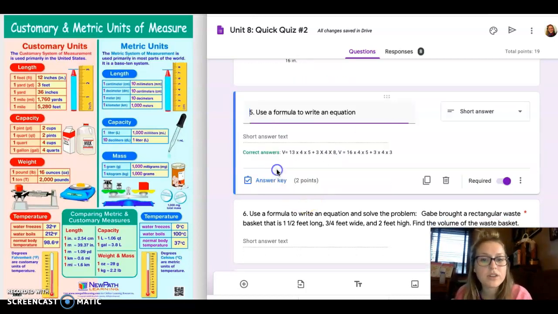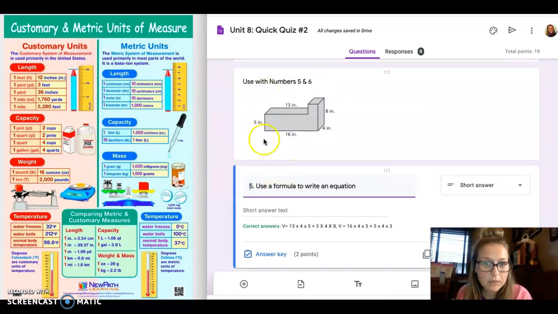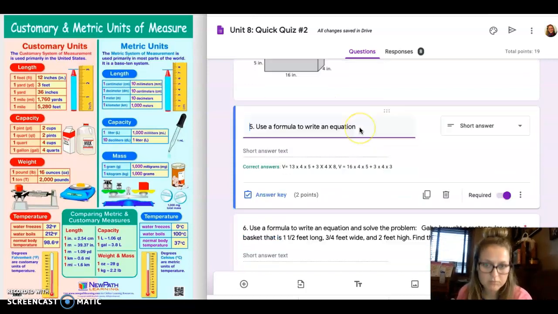Either which way, you're either going to break it that way, but you're still going to get 13 times 4 times 5, right? So length times height times width. And then you'll add that, plus 3 times 4 times 8. Or if you broke it the other way, you would get 16 times 4 times 5 plus 3 times 4 times 3.